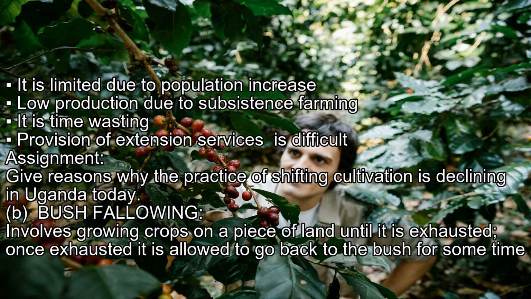Assignment. Give reasons why the practice of shifting cultivation is declining. In Uganda today, bush fallowing involves growing crops on a piece of land until it is exhausted. Once exhausted, it is allowed to go back to the bush for some time.